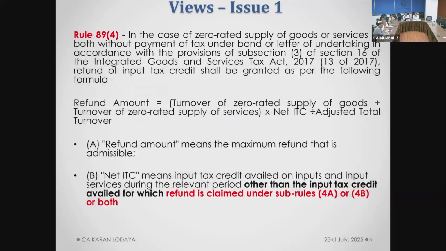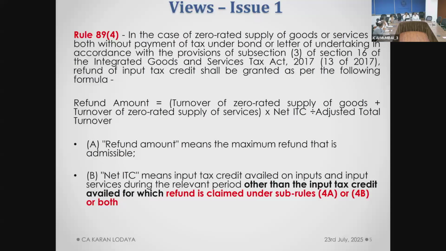Sir, 89.4 specifically states that net ITC means input tax credit availed on input and input services during the relevant period other than input tax credit availed for which refund is claimed under 89.4A or 4B. So in our case, I have not claimed any refund under 89.4B. So that deduction would be 0. So my entire claim would be under 89.4. That is allowed. Sir, any view on this? No, this is the majority view.